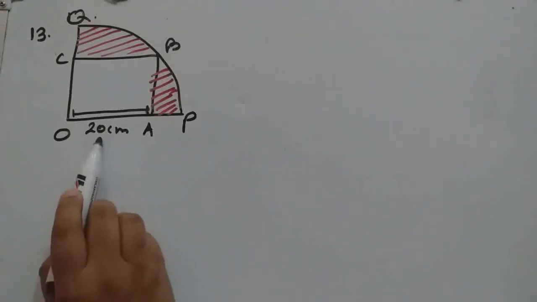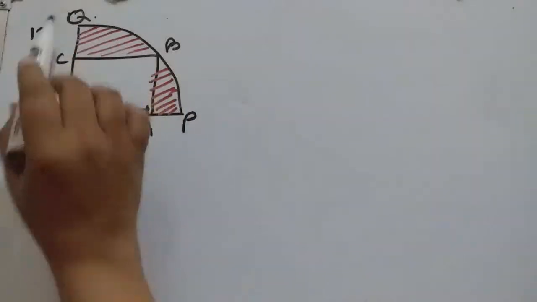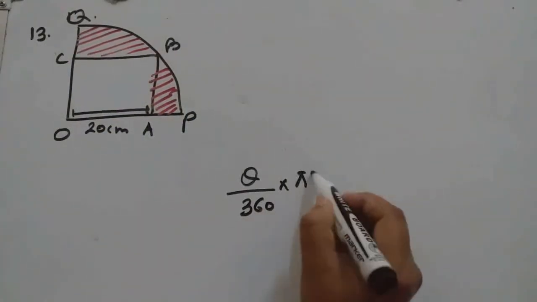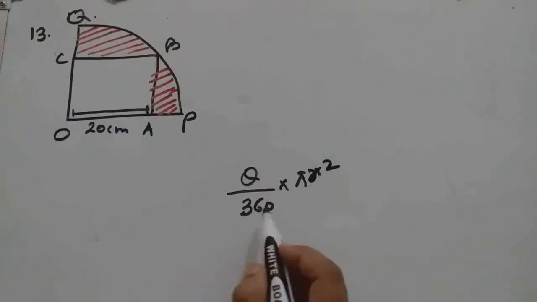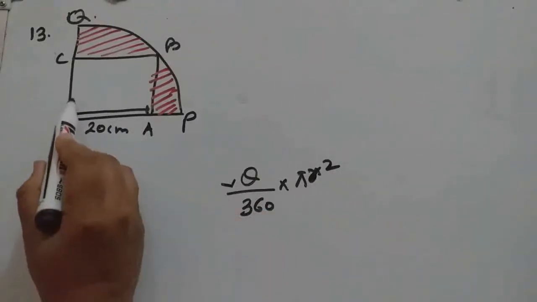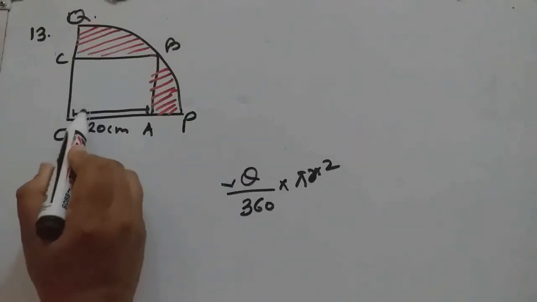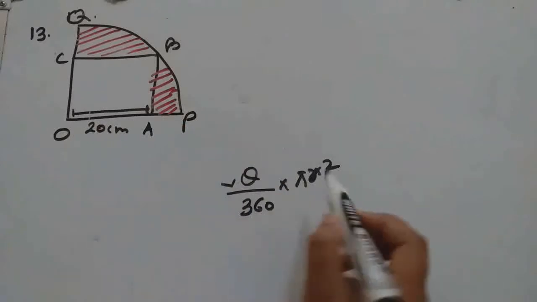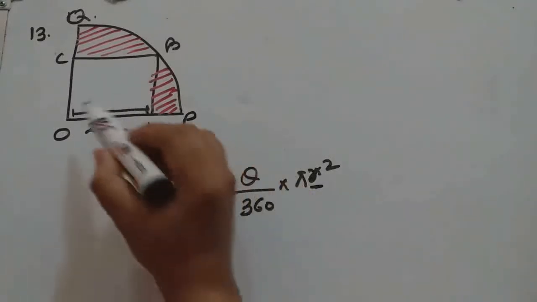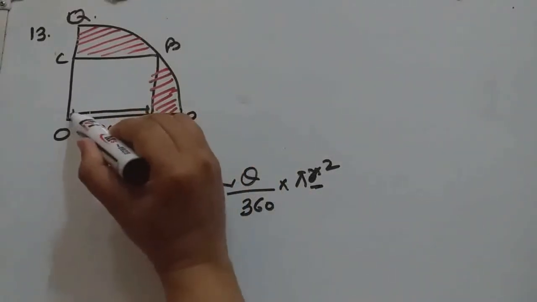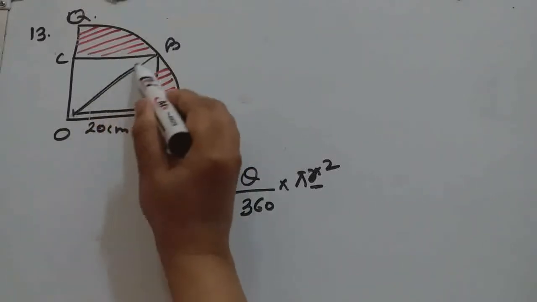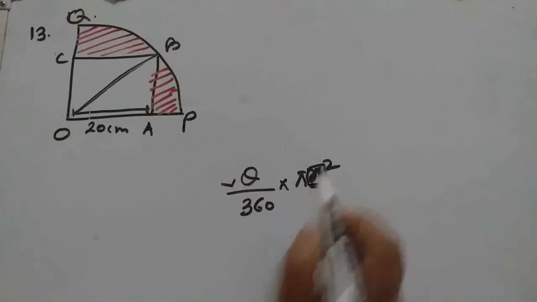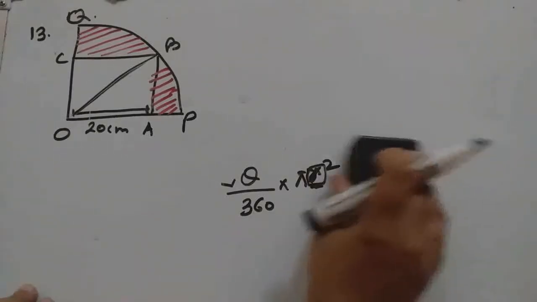Side is given already, isn't it? And for this quadrant, we should use the sector area formula, theta by 360 pi r square. Now in this formula, theta is given since it is a quadrant and this is a square, so the angle will be 90 degrees. And then r. This r, the radius, is not given. So first and foremost thing is to find r.